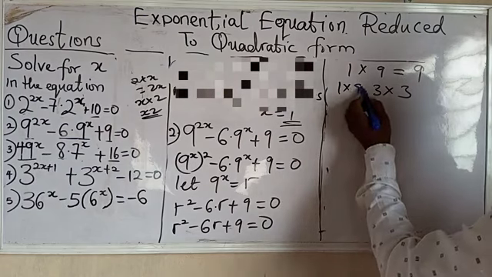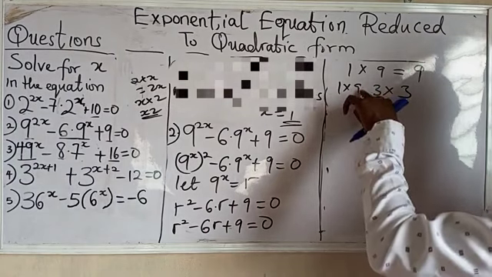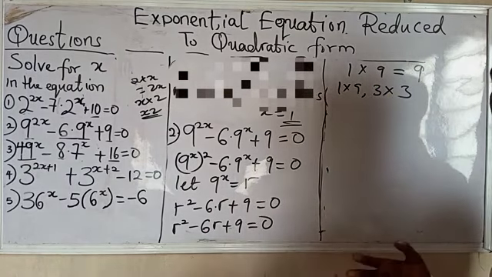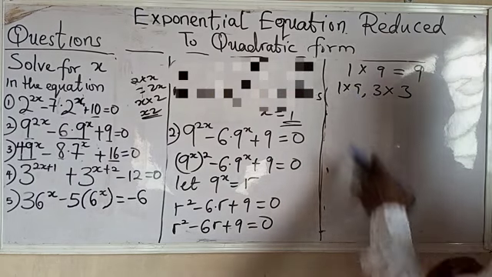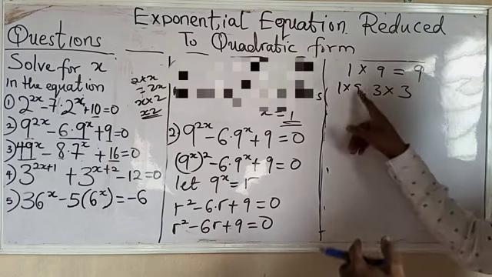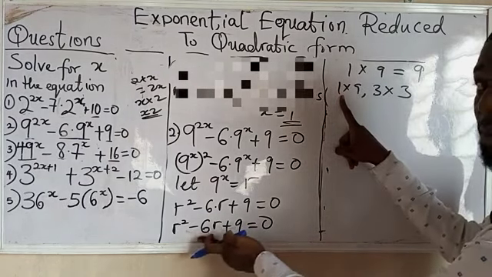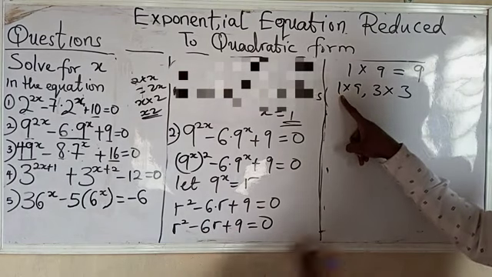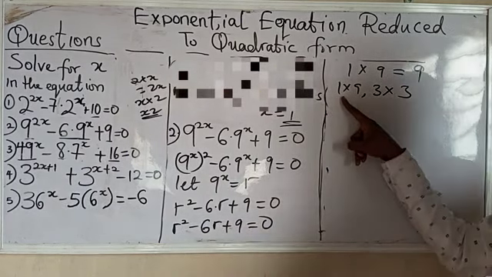I know that 1 times 9 will definitely give me 9, but if I do the other combination, to add or to subtract, if I add them together it gives me 10, and it doesn't look like the middle term here, or if I subtract it gives me 8, it doesn't really look like the middle term here.